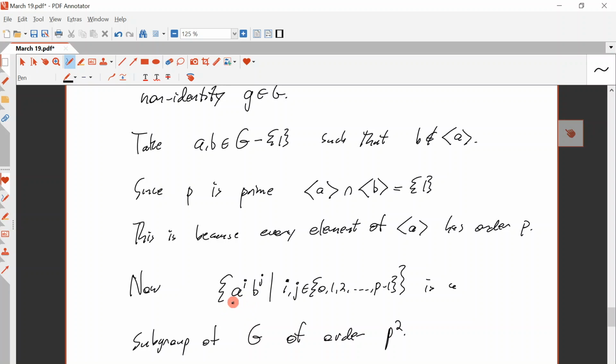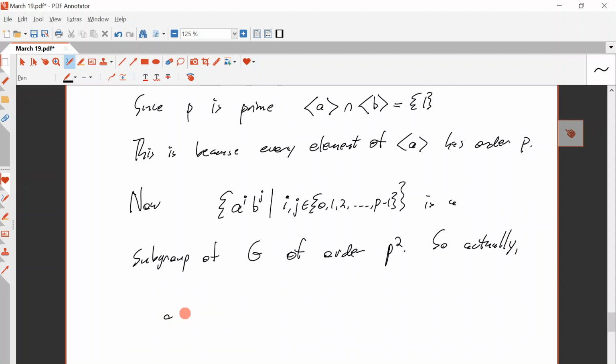And you have to prove it's a subgroup. It's no big deal. Because G is commutative, this is, well, actually that was a homework problem, I think, way back when. Like in section 7.2, I believe that was a homework problem, something similar to that. It's a subgroup of G of order P squared, so it's actually all of G. G is equal to the set of all A to the I, B to the J, such that I, J are elements of 0 to P minus 1.